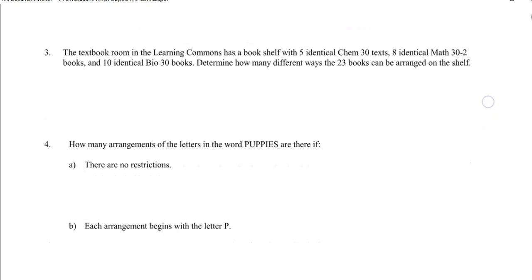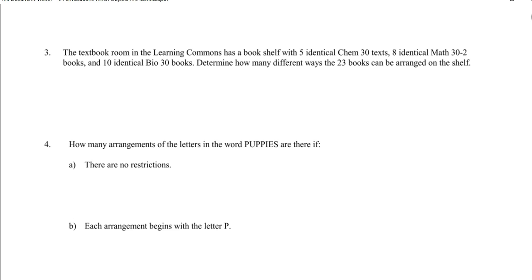The textbook room in the Learning Commons has a bookshelf with 5 identical Chem 30 books. So remember, identical objects, right? So yesterday was they were all distinguishable. We could tell them all apart. Today there's identical. 5 identical Chem 30, 8 identical Math 30-2, and 10 identical Bio 30 books. How many different ways can the 23 books be arranged on the shelf?